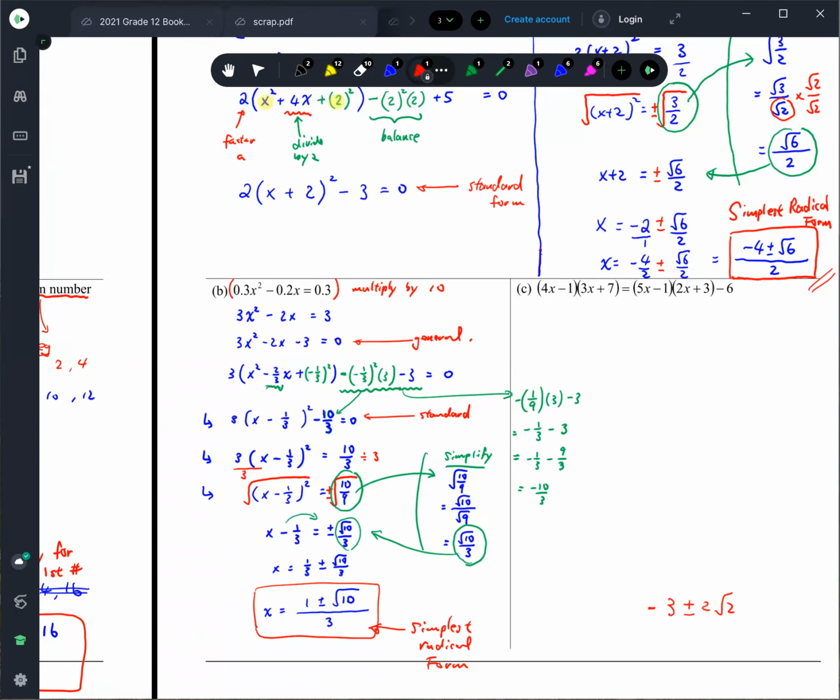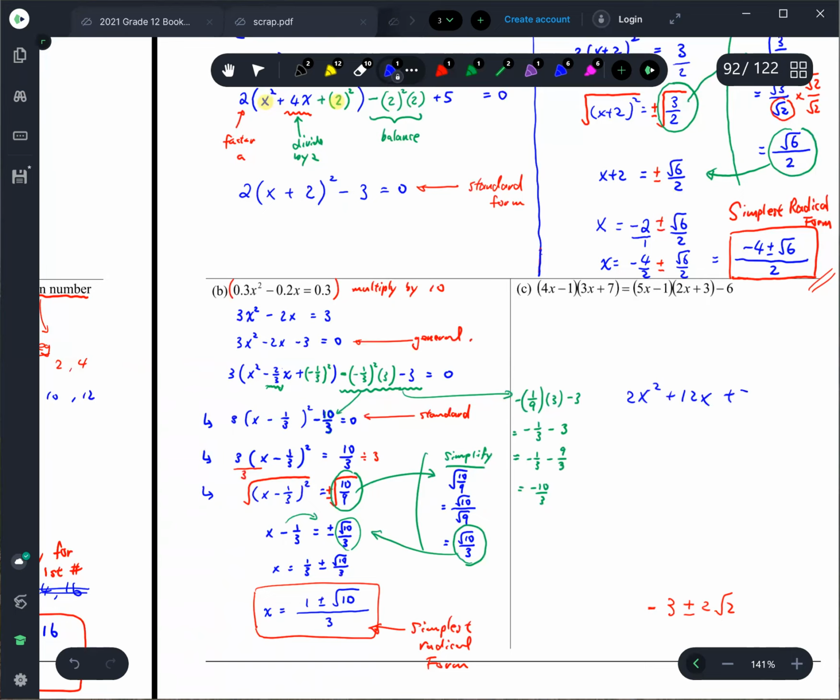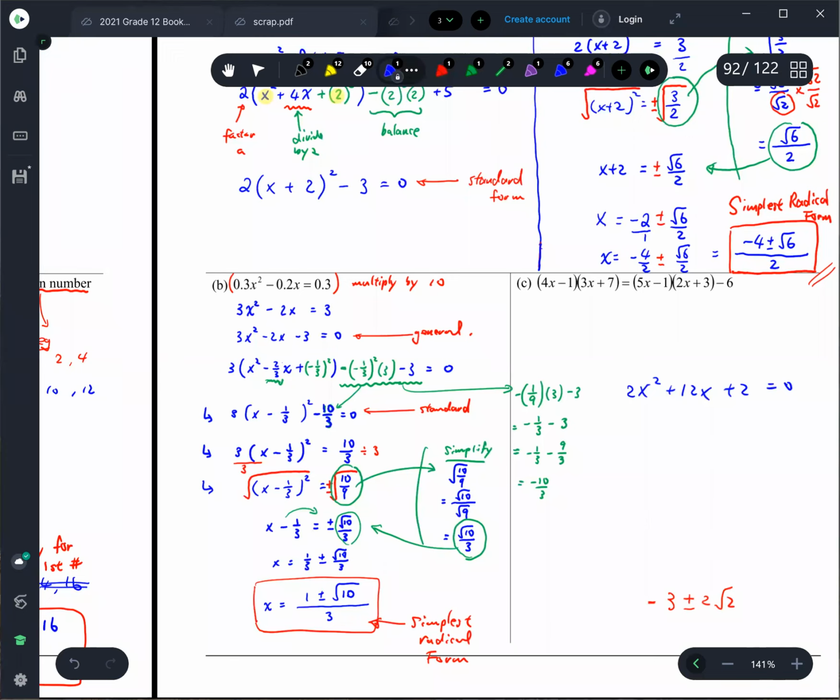Okay. I don't know where I did that. Okay, what's your general form look like? 2x squared plus 12x plus 2. Yeah, it's correct. Okay, so that part is fine.